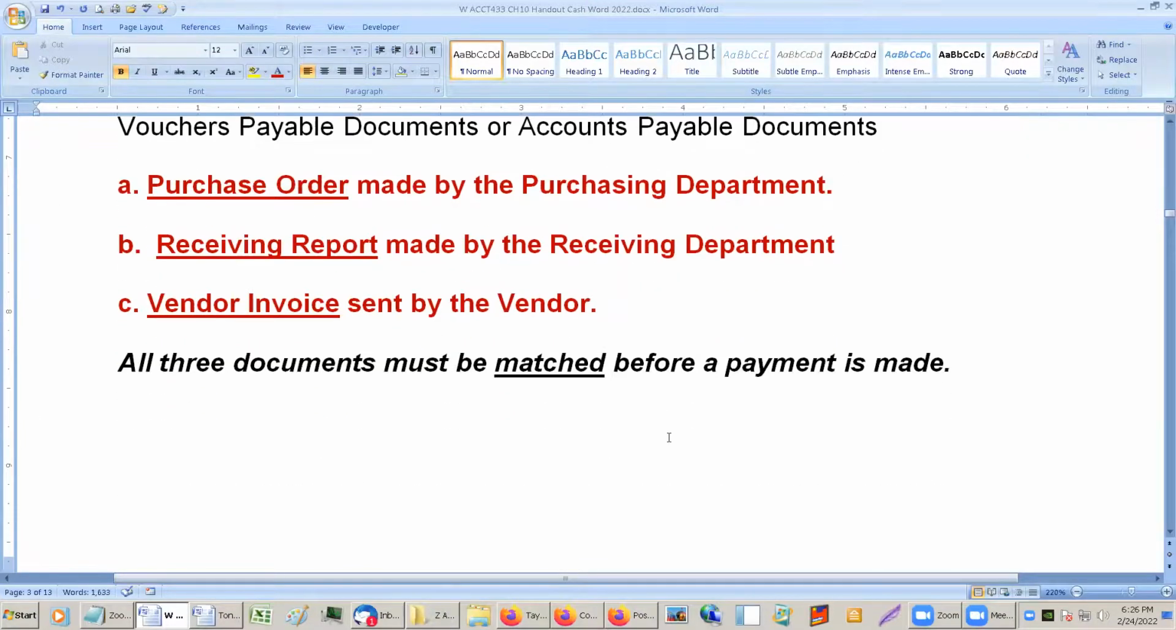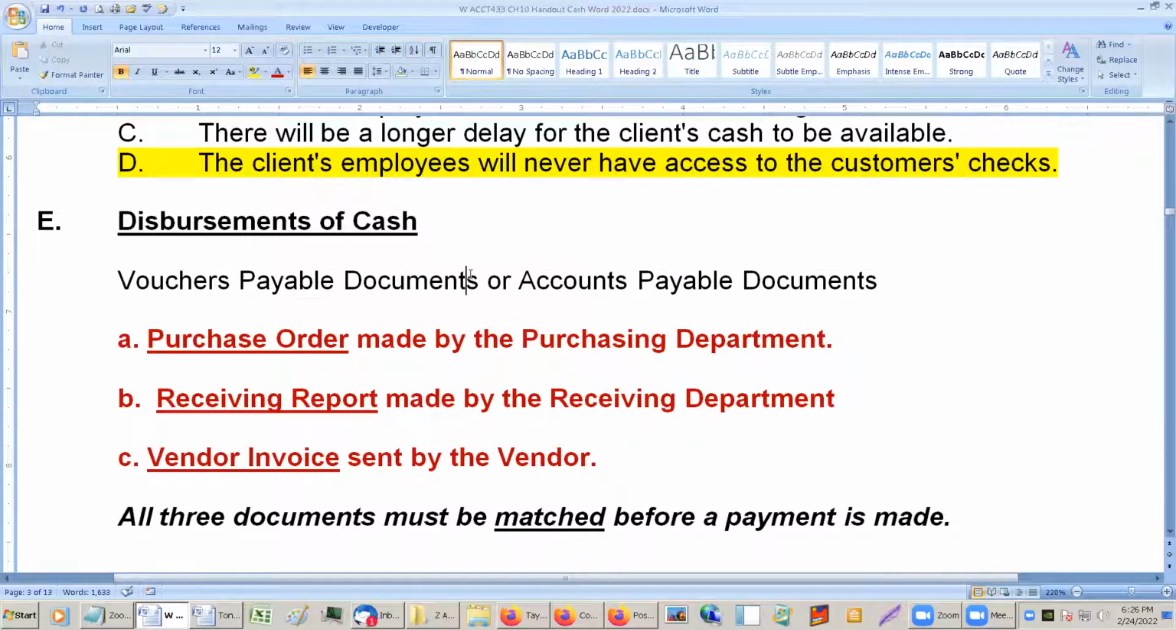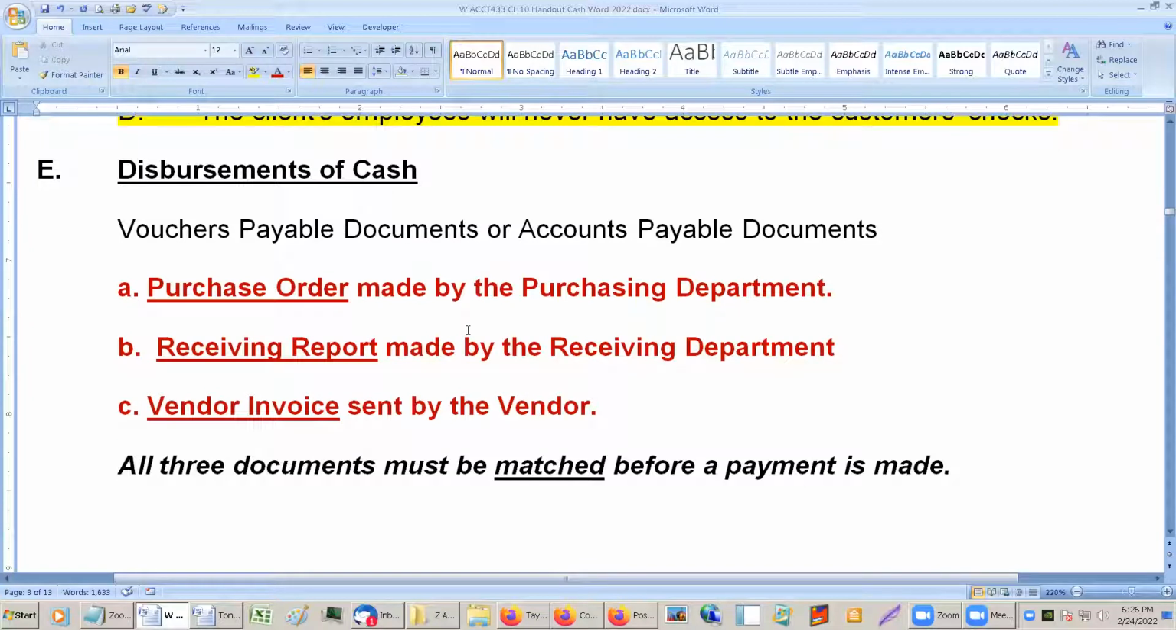So those are the documents we have for cash disbursements. Purchase order, receiving report, and vendor's invoice.